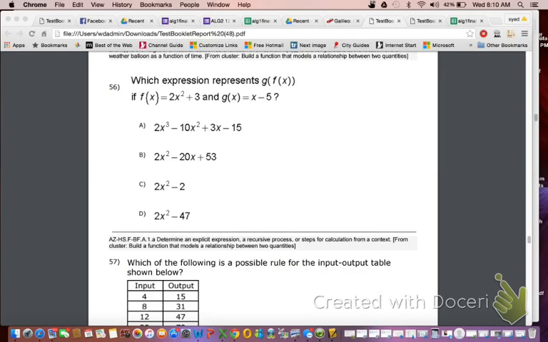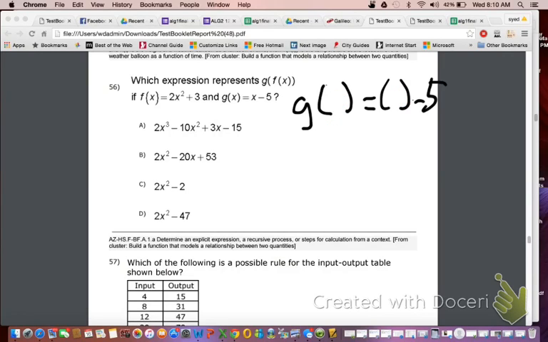Okay, here we have g of this. So whatever it's asking for will go in there. If it asks for g of 3, we'd put this in here. If it asked for g of 2, we'd put this in here. If it asked for whatever, these match, in other words.